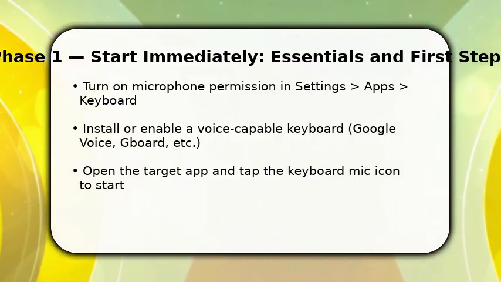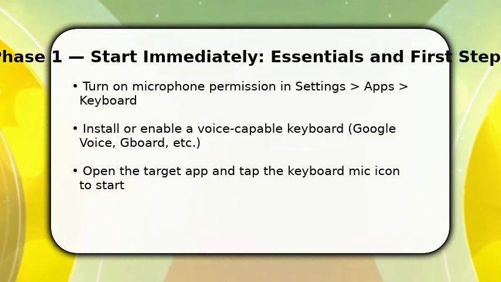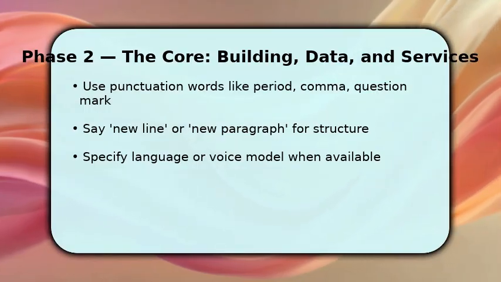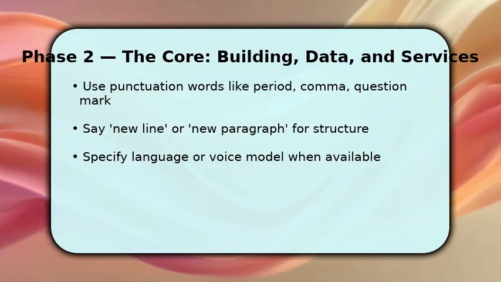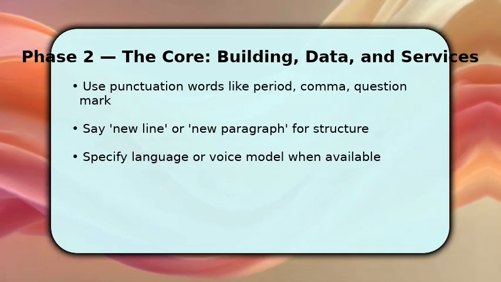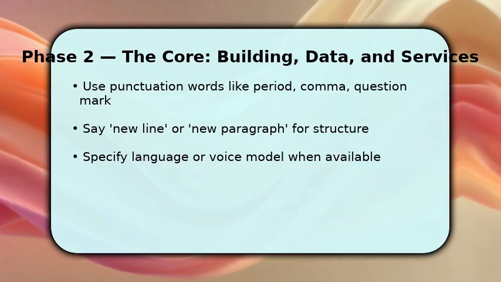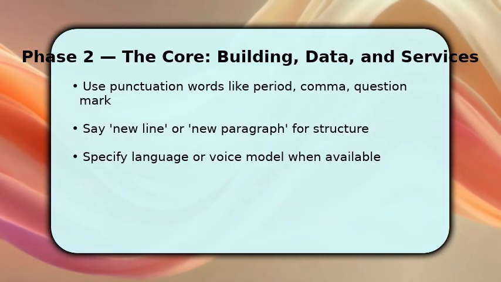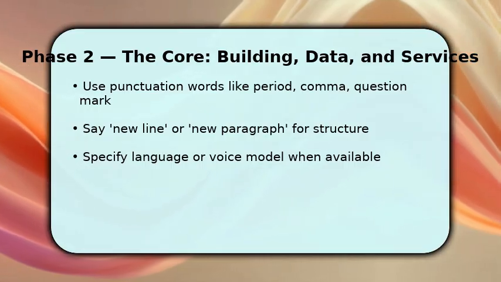Now focus on detailed dictation. Use short commands for punctuation and layout. For example, say comma or question mark to place symbols and say new line for a line break. Pause briefly between sentences so the engine catches context. If your keyboard supports language selection or offline models, switch to the best match to improve accuracy.